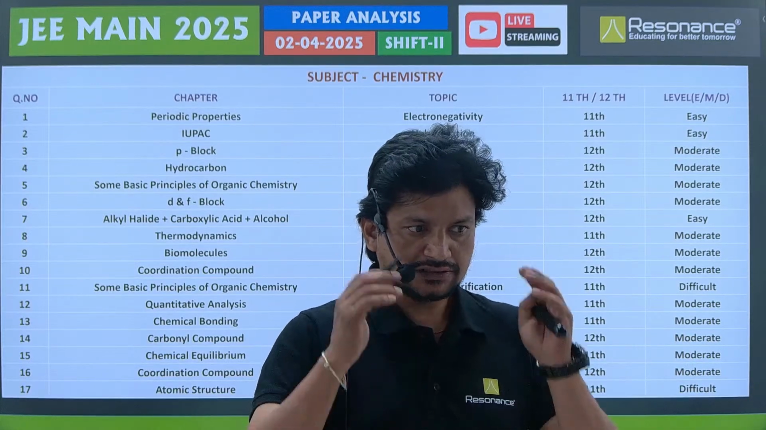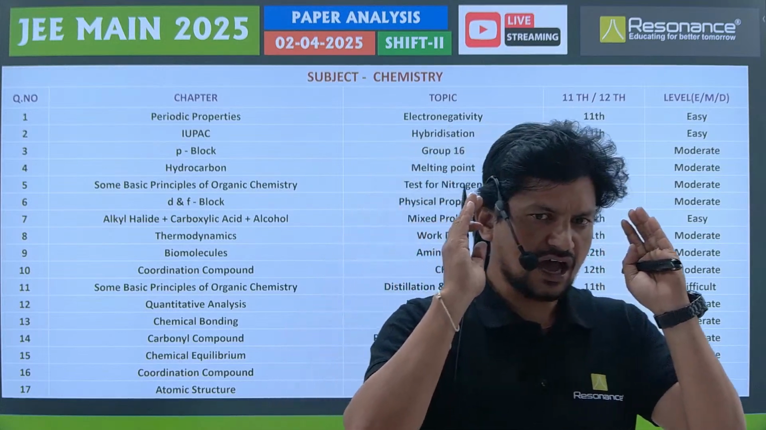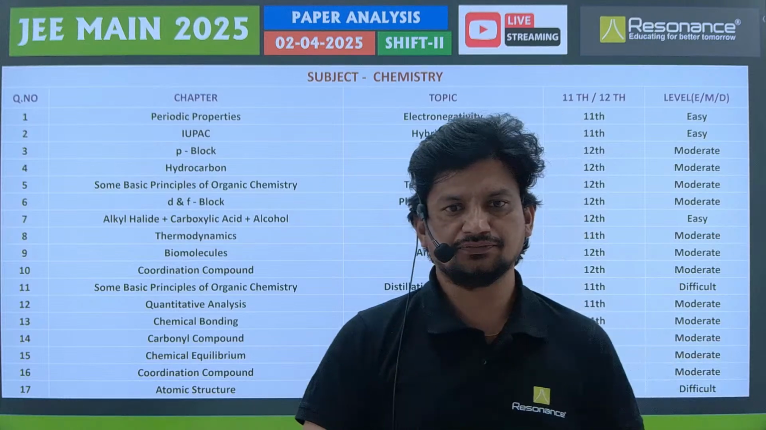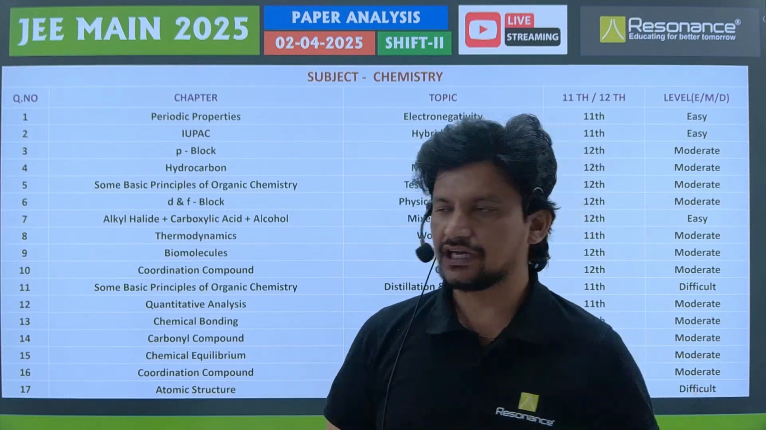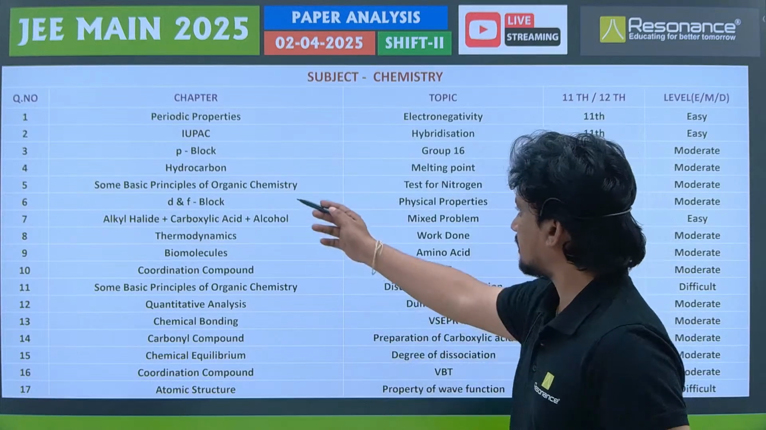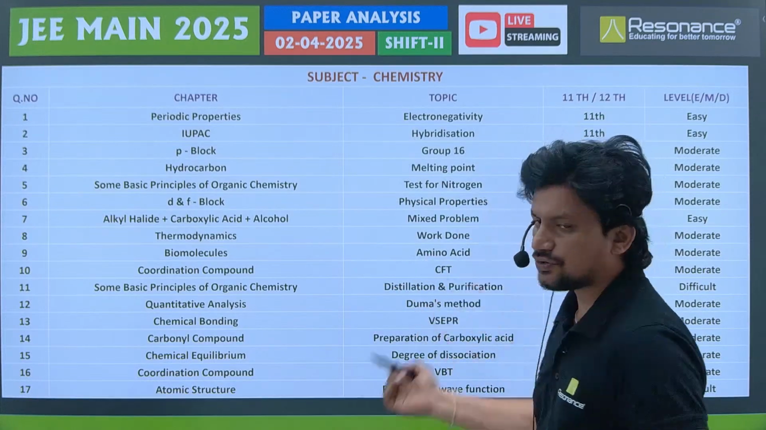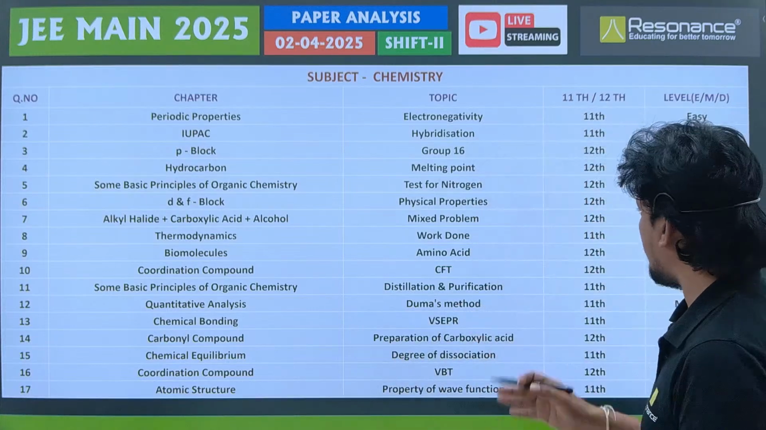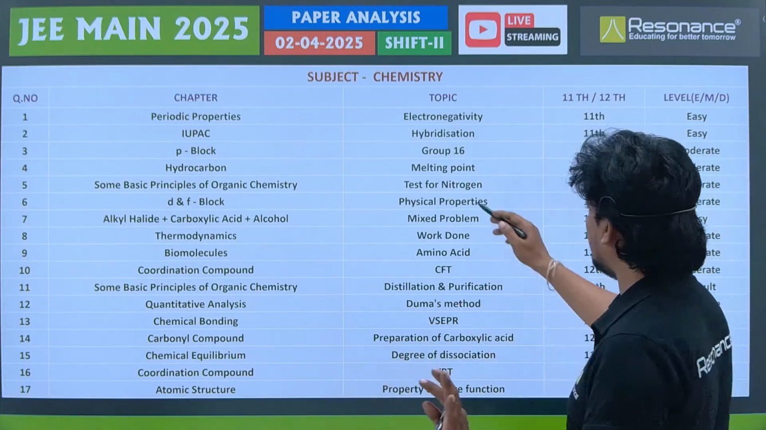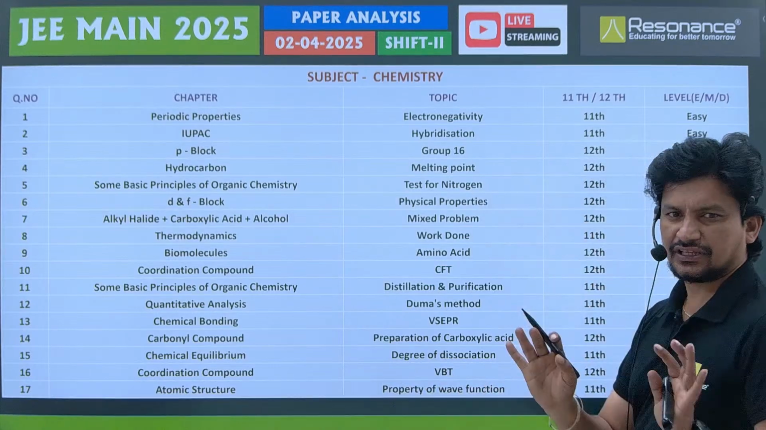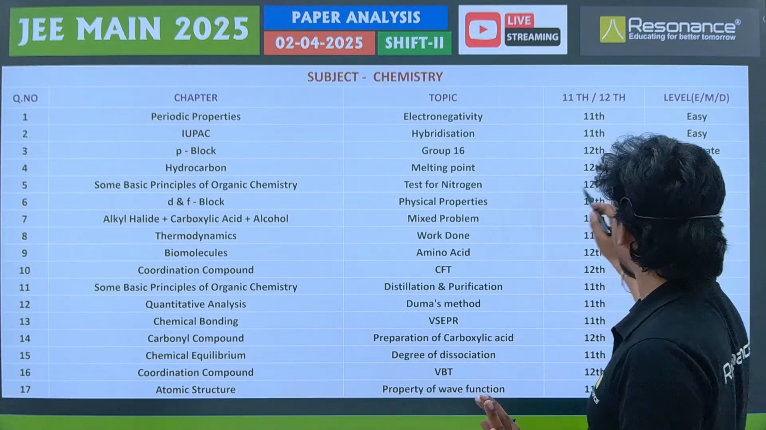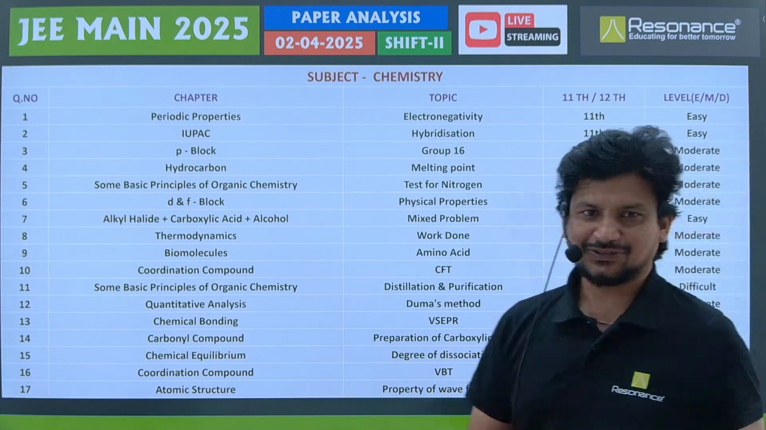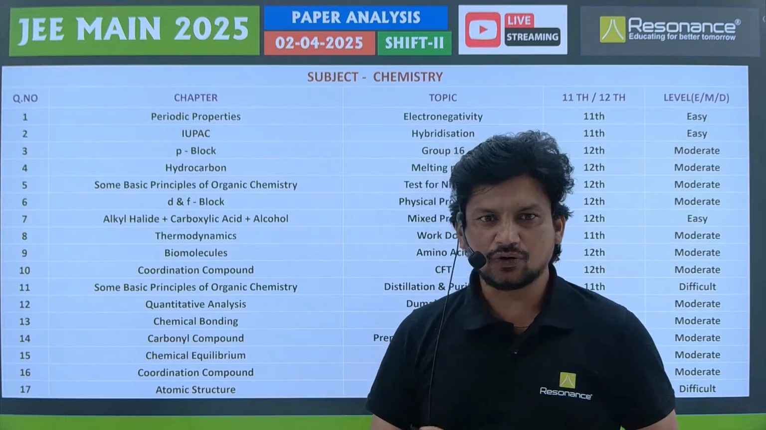Okay, some of the questions are directly from the NCERT. For example, in some basic principles of organic chemistry, test of nitrogen is a direct question from the NCERT. So we have to memorize the topics, then we can easily give the answer. Test of nitrogen is from 12th class; it is moderate, we can say. Yes, it is very routine.